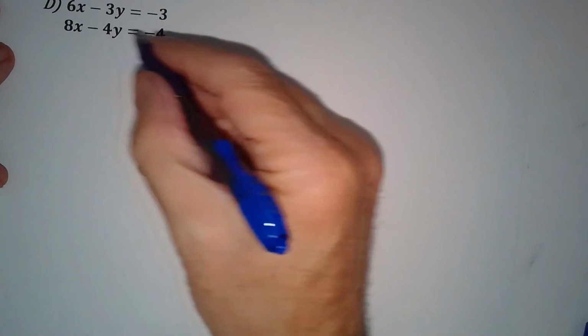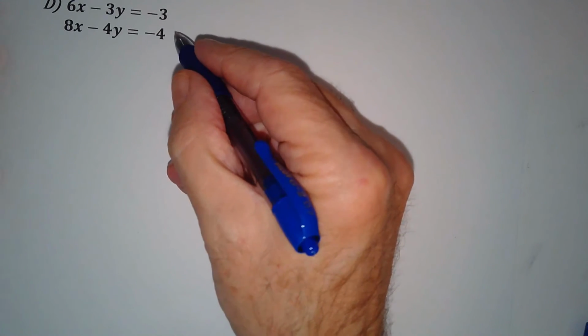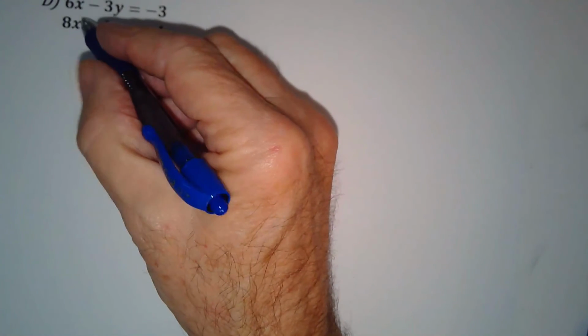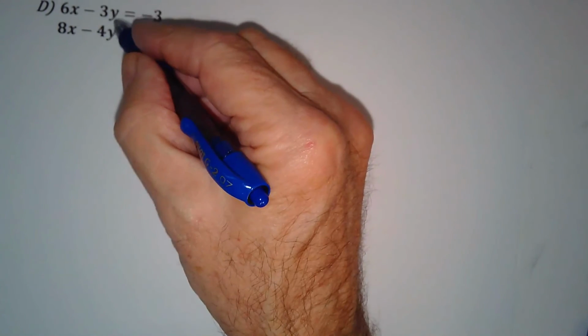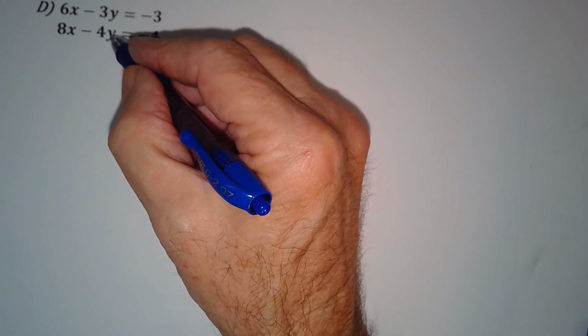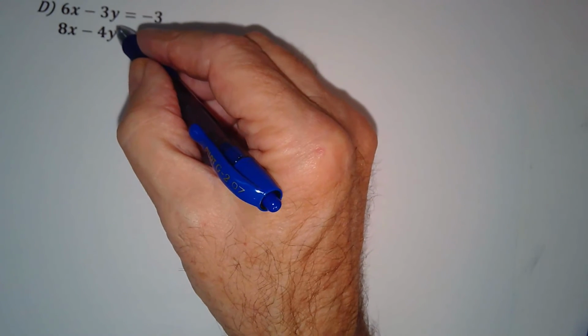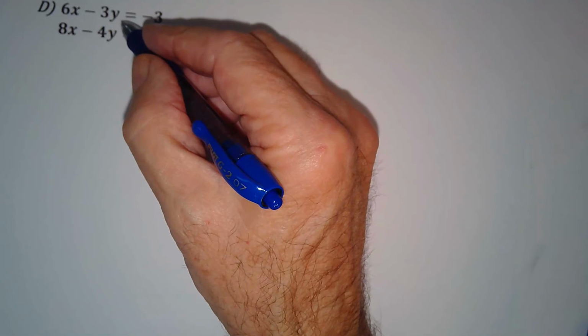one to go. So 6x minus 3y equals negative 3, and 8x minus 4y equals negative 4. Wow, looking at this one, I got the 8 and the 6 going here, and I got the 3 and the negative 3 and the negative 4 going here. These don't look like they're very easy to combine.